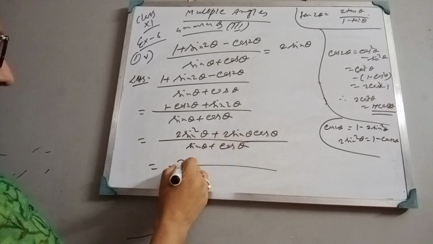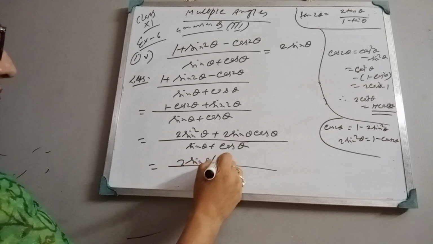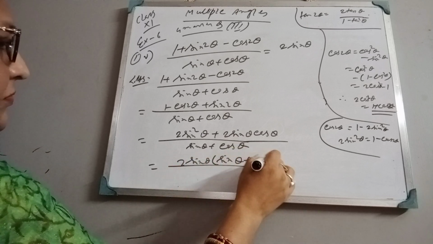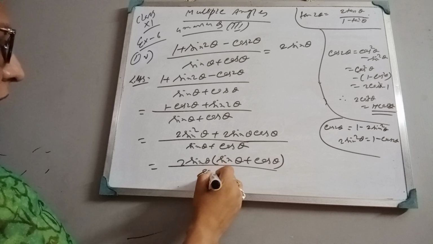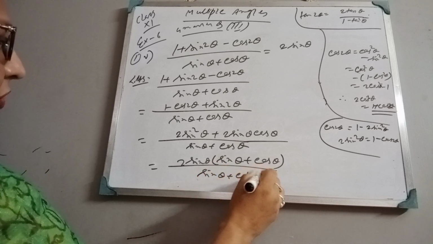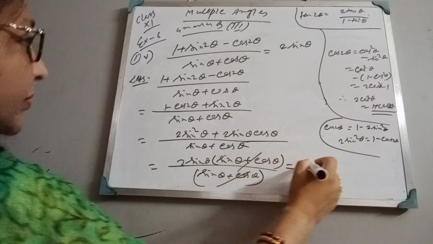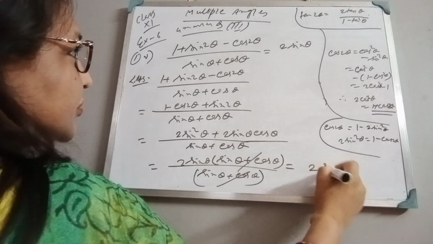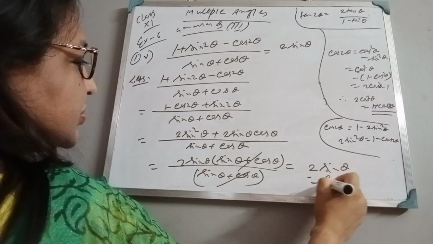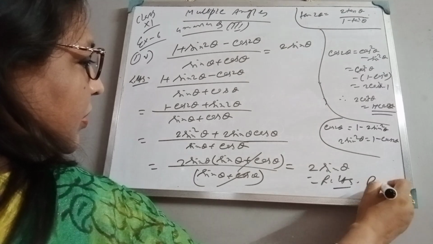Now from the numerator take common 2 sine theta. Okay, and in the denominator sine theta plus cos theta already exists, so these two will be cancelled, and it is coming 2 sine theta, which is equal to the right hand side.